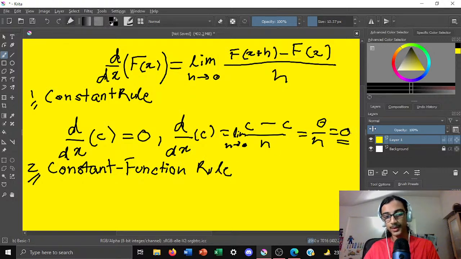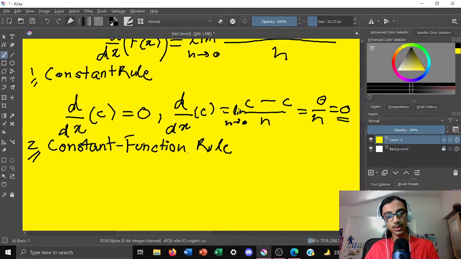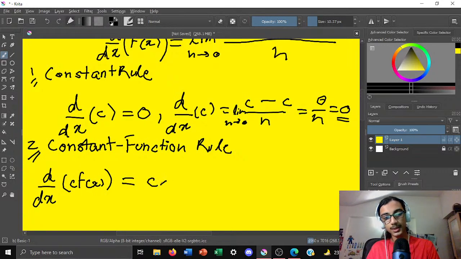The constant function rule states that if I've got the derivative of some constant times a function, let's call that function f of x, this is simply going to be equal to that constant times the derivative of that function, df by dx. You can write a derivative either as the derivative of a function, or you can just write the function on top. So df dx is another way of writing the derivative of f of x. So basically what this is saying is that if you've got a constant multiplied by a function, you take its derivative, that is going to be the constant times the derivative of the function.